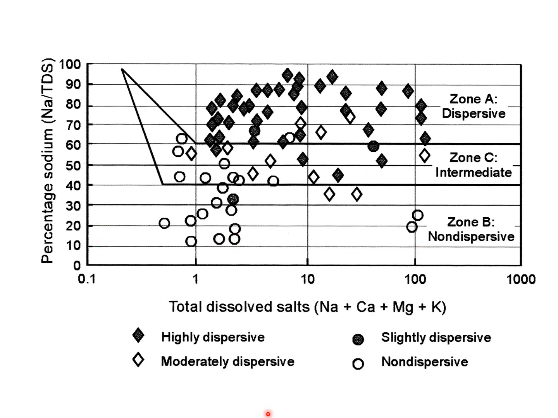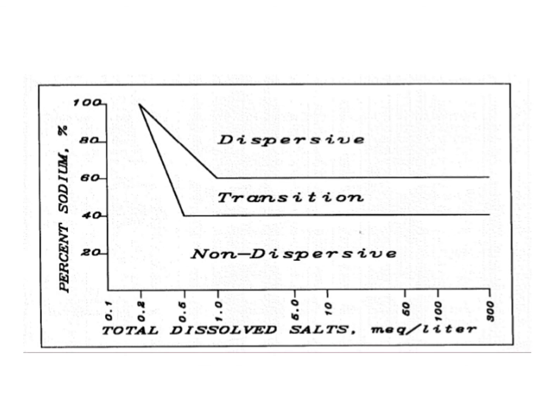So you can see here some soils are marked over here: highly dispersive, moderate dispersive, slightly dispersive, non-dispersive. So basically, after plotting highly dispersive, moderate dispersive, slightly dispersive, and non-dispersive soil, these zones have been developed. And you can see this particular chart on the next slide. Here it is more clear. You can see if your soil is falling somewhere here, dispersive. If your soil is falling over here, transition, and here non-dispersive.